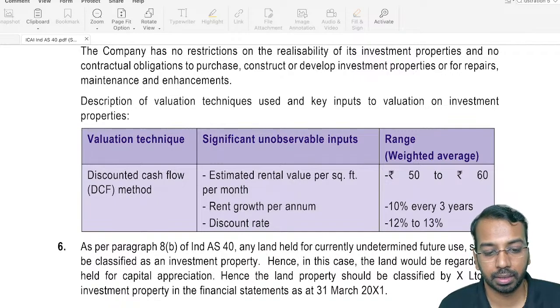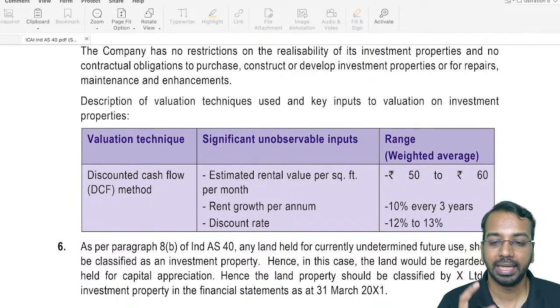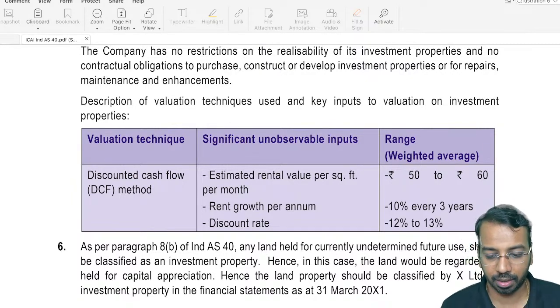Okay. So with this, we conclude Ind AS 16 and Ind AS 40. I'll take a break here because we don't have sufficient time to have significant discussions on Ind AS 38, and it doesn't make sense to just discuss for 10 minutes and just break the chain.